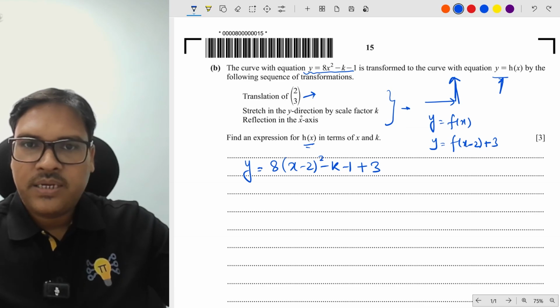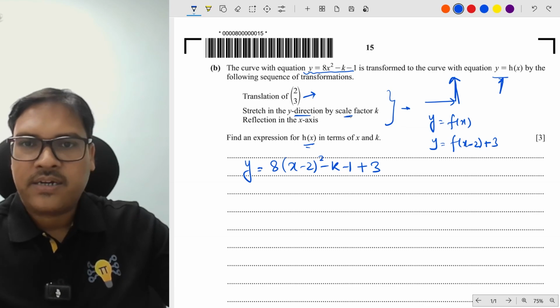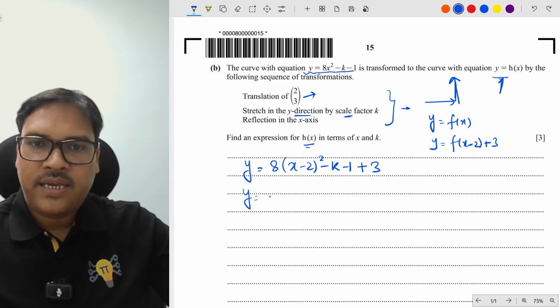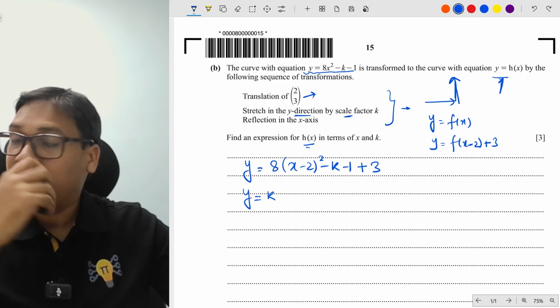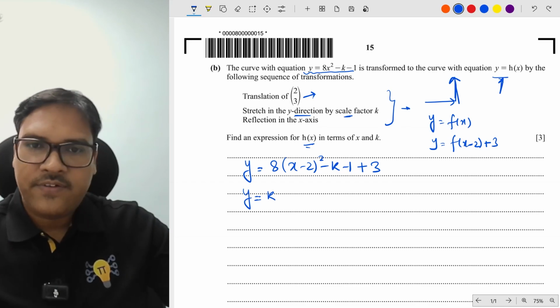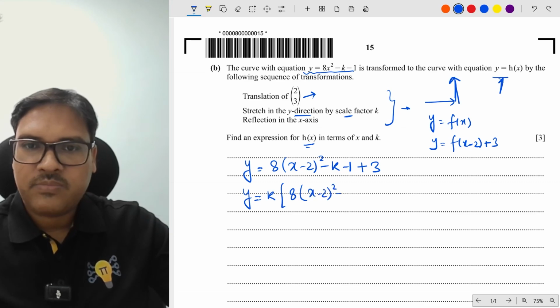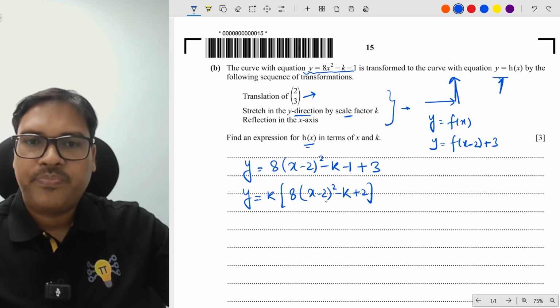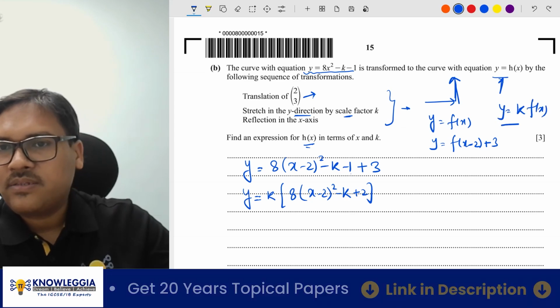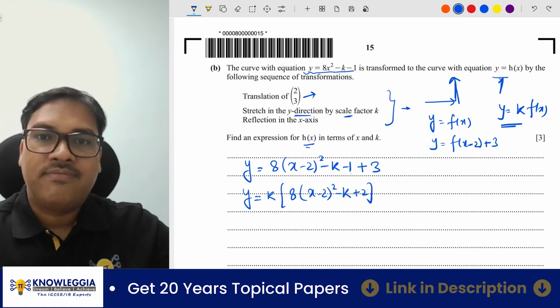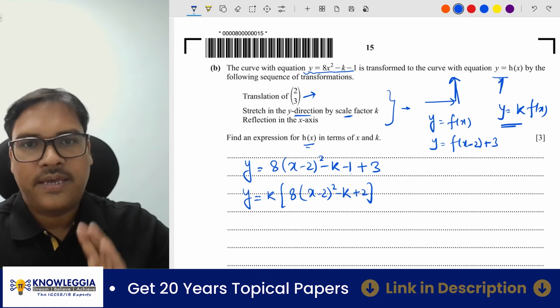Now stretch in the direction of y by a scale factor k. If you have to do the scale factor stretch along the y axis, the entire function will be multiplied by this k. So this is x minus 2 squared, and this is minus k plus 2, minus 3 plus 1. You can see the transformation will be k times f(x). This is the stretch along the y-axis by a factor k.